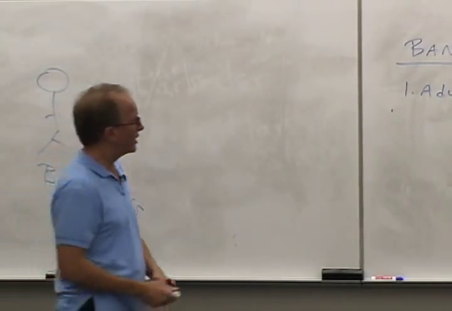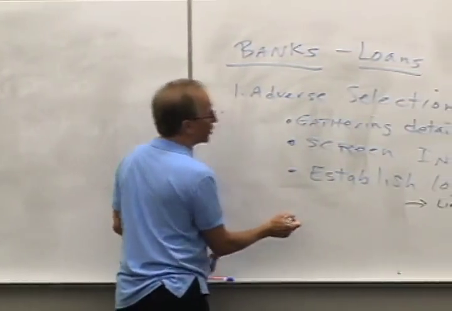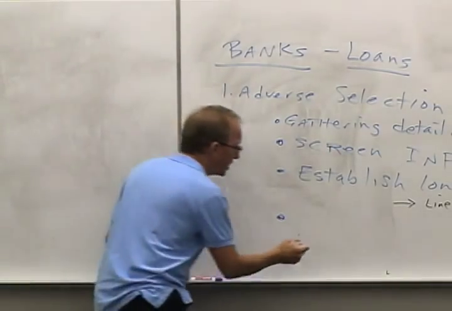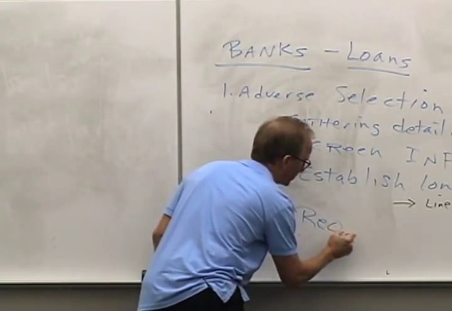Another thing that bankers do to reduce these adverse selection problems is they require collateral.